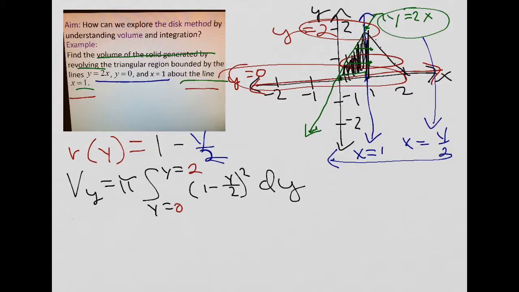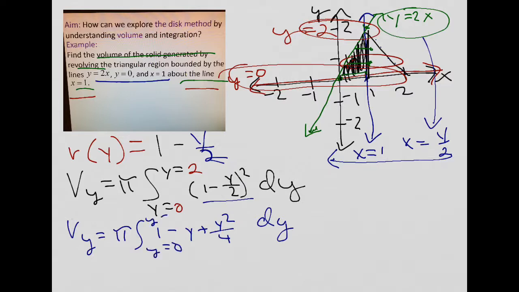So let's find our volume. So we're going to use V sub y is equal to pi times the integral of 1 minus y plus y squared over 4, because we have to square our binomial. And this is going to be with respect to y, from y is 0 to y is 2. And next step, I'm really squeezing this in. So it's going to be pi times y minus y squared over 2 plus y cubed over 12. And we're going to plug in 2 and 0.